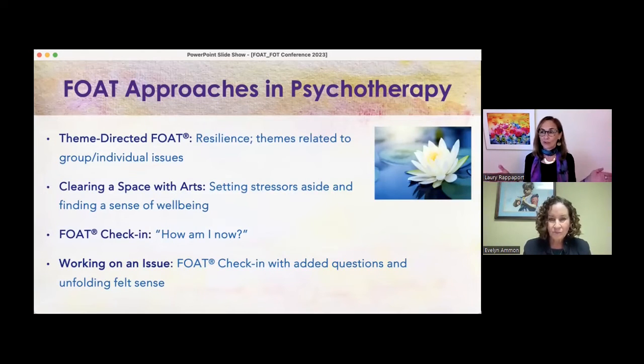Then another approach is built on Gene's clearing a space.